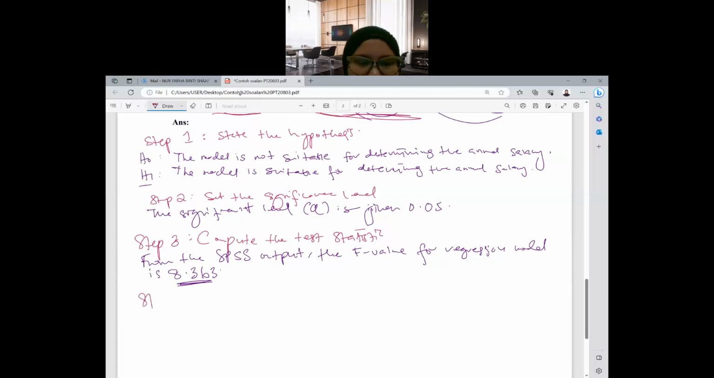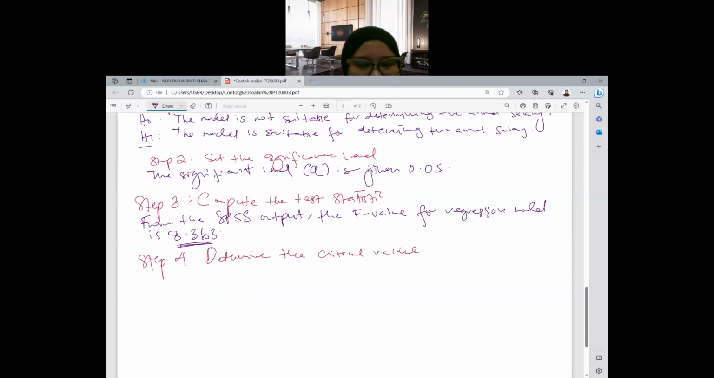Step 4. For step 4, you need to determine the critical value. If you still remember, in my lecture for linear regression, I pointed out some critical values that you need to know in linear regression. So for this one, you need to determine the critical value.